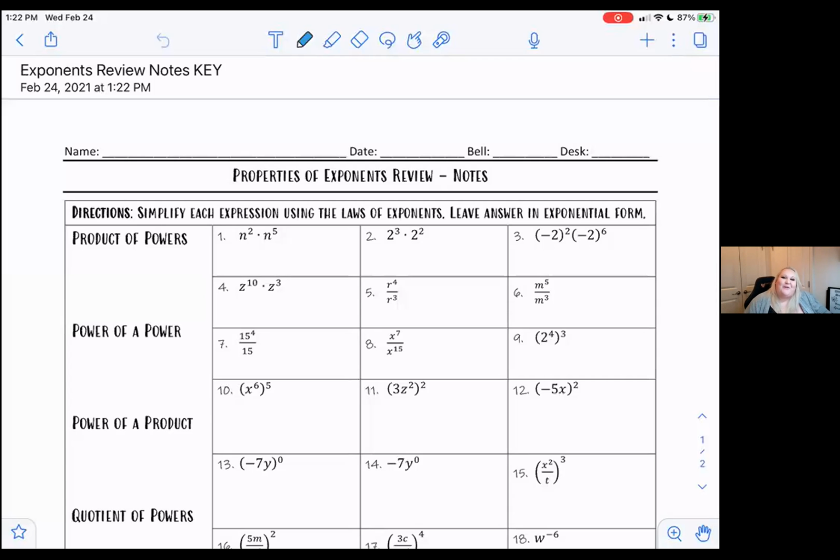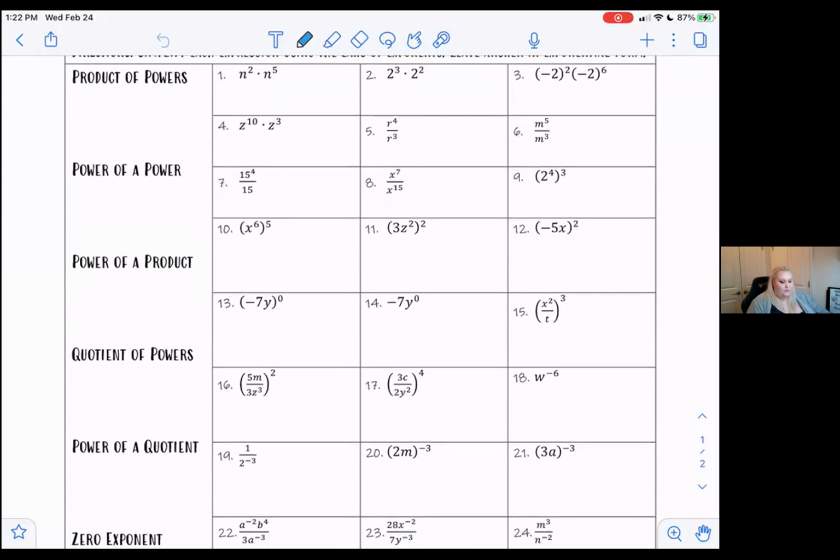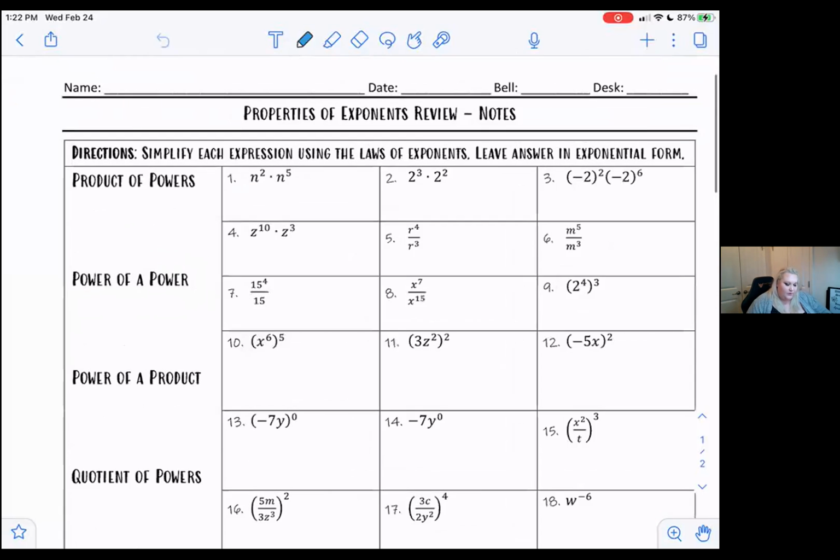All right, my friends, welcome back. We are going to be reviewing the properties of exponents we've been learning about all this week, okay? I have lots of sample problems that we're going to go over together. What I do want to go over is on the side here, we're going to write all of the quick power properties that we are going to need for today.